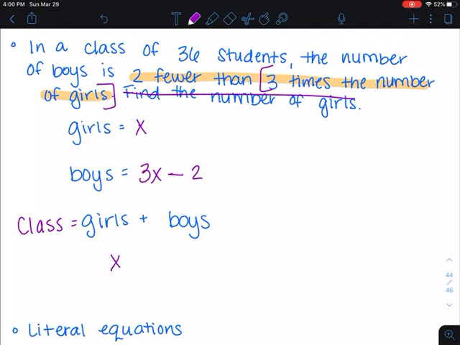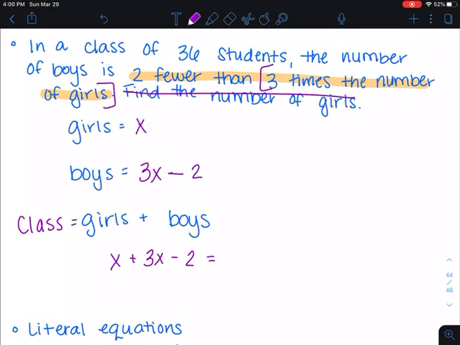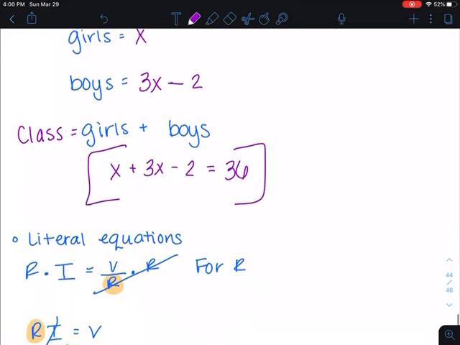So we have girls plus boys, so we have x for girls, and then add the boys, which is 3x minus 2. And it's going to be equal to the number of students in the class, which is 36. And that would be your final answer there. Do not solve for x, do not simplify, do not combine like terms. Leave it just the way it is. That would be your final answer.